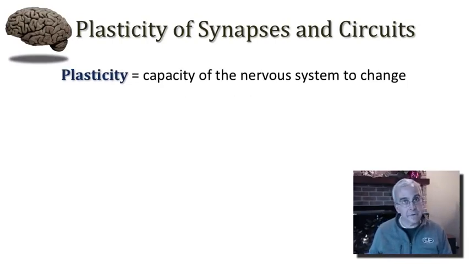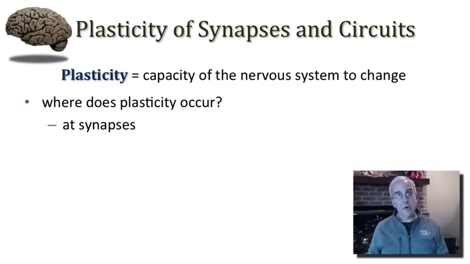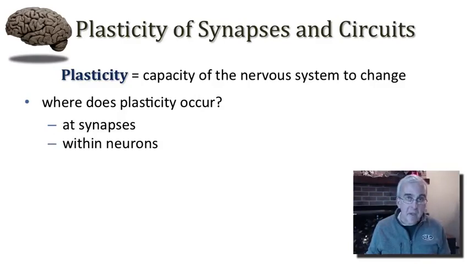We can also consider plasticity in spatial terms. That is, where does plasticity occur? Well, plasticity occurs at synapses. That's what we will talk about today. Plasticity might also occur within the structure and function of the neuron itself. That is, it may simply not be a change at the synapse, but perhaps a change in different compartments within the neuron. And the same could be said of glial cells.